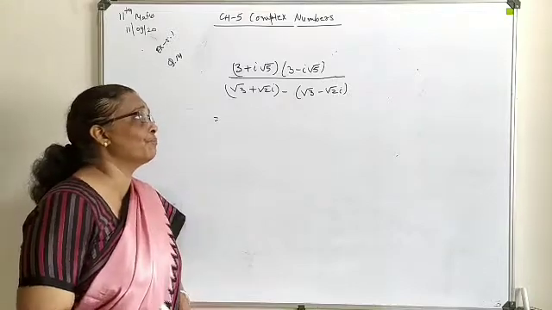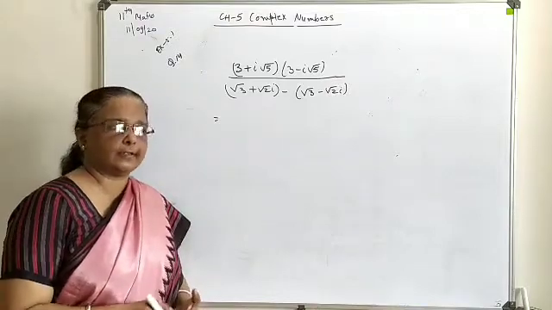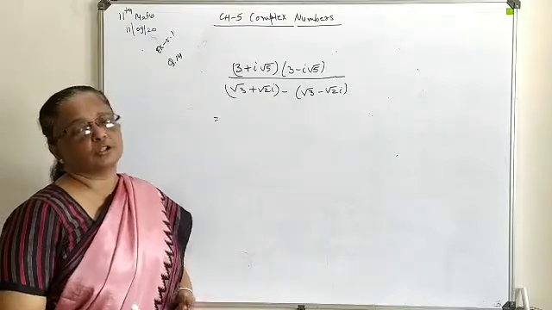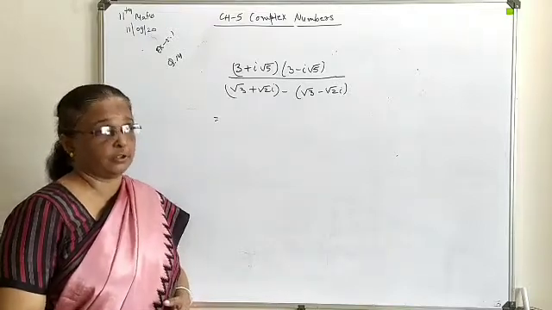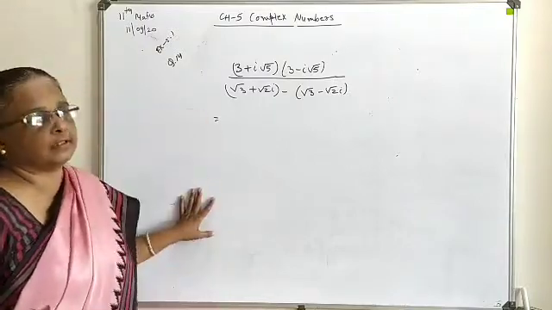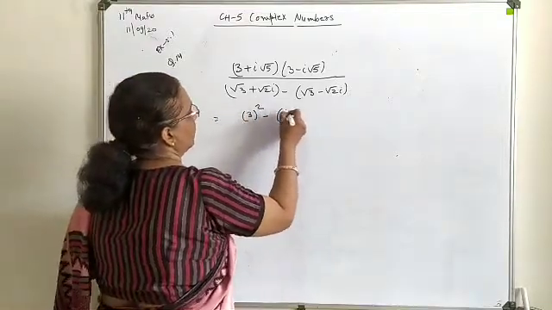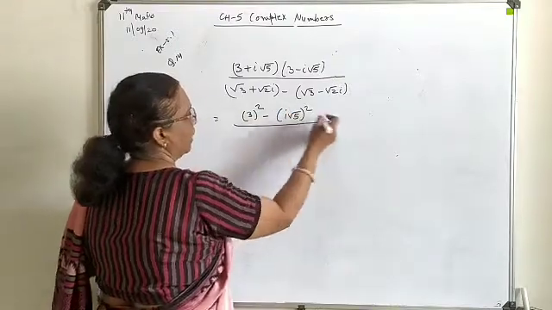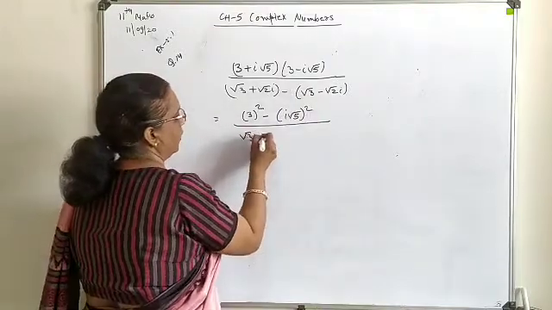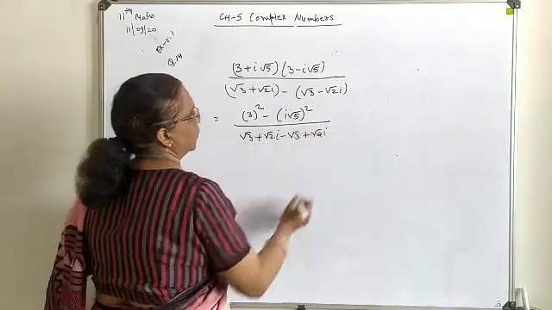In the numerator you can see two brackets with the same numerical values, only the signs in between are changed. One is plus, another is minus. This means the numerator is of the form a plus b and a minus b. So it will generate the formula a square minus b square. So this will be 3 square minus iota root 5 whole square. Whereas here we are going to distribute this negative sign to both: root 3 plus root 2 iota minus root 3 plus root 2 iota.